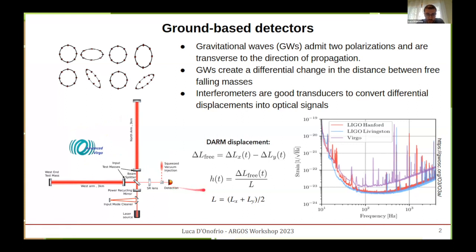The output of the detector is expressed in terms of the strain, which is the ratio between the differential arm displacement, so the difference between the displacement of the X and of the Y arm, divided by the mean length of the two arms. To show the sensitivity of our detector, we use the amplitude spectral density, that is, in other words, the distribution of the square root of the power as a function of the frequency. So you can see the sensitivity of the Virgo detector and of the two LIGO during the last observing run, that is the O3 run.